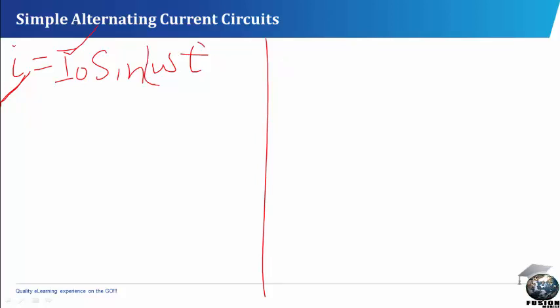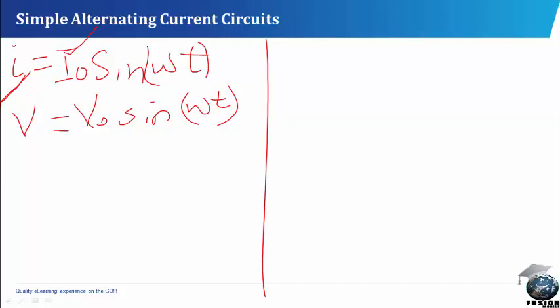Then omega t is called the phase difference, while V, which is instantaneous voltage, is given as V naught sine omega t. This is also phase difference. V naught is the peak voltage, while V is the instantaneous voltage. Now we can separate it into circuits. We have the resistive circuits, where these two are correct.